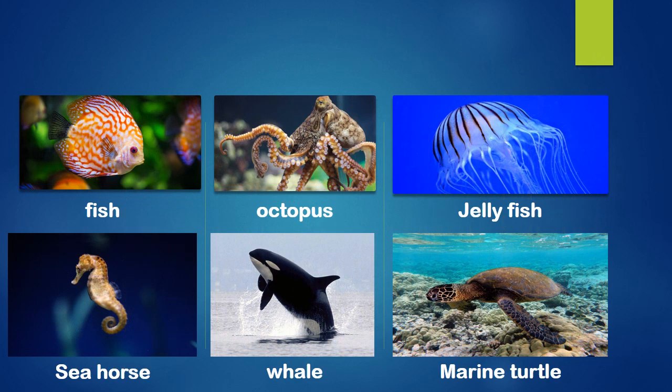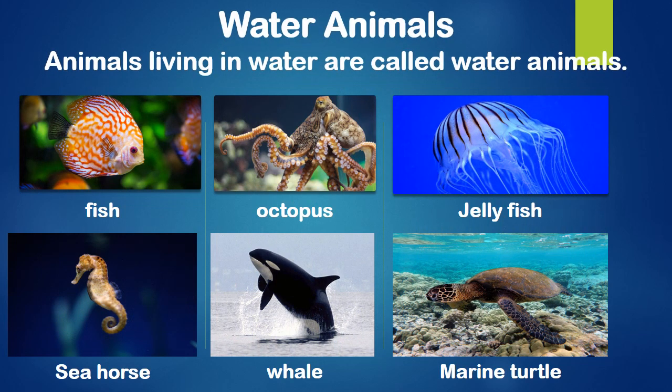Then come water animals. Water animals are those animals which live in water, or animals living in water are called water animals, such as fish, octopus, jellyfish, seahorse, whale, marine turtle.